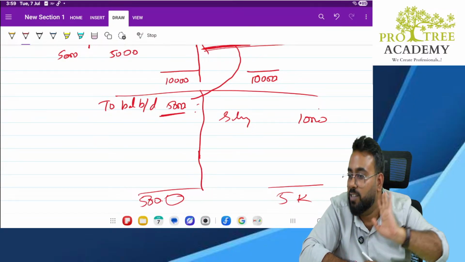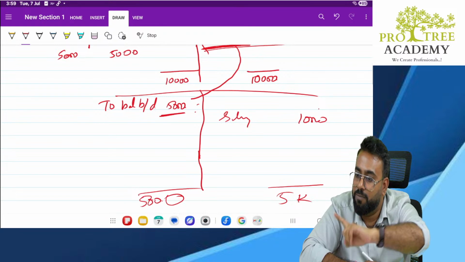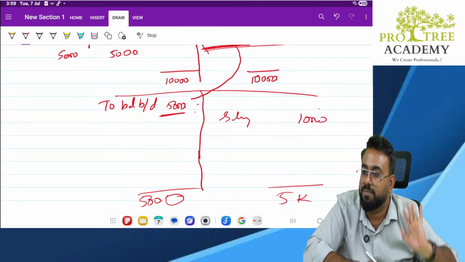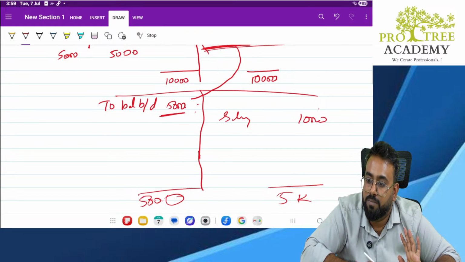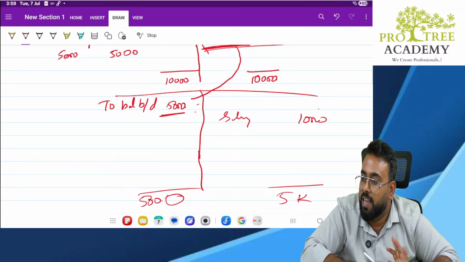Now how did you understand the cash account? Simple terms: 10,000 you started with, 5,000 you paid. What is remaining? 5,000. That is balance carried forward. Clear, everybody? But income and expenses are not like that. Income and expenditure is for that particular year. You close that year. Am I clear?